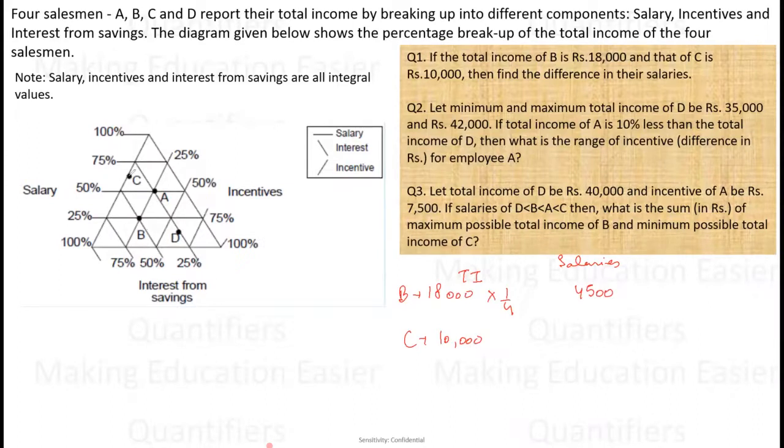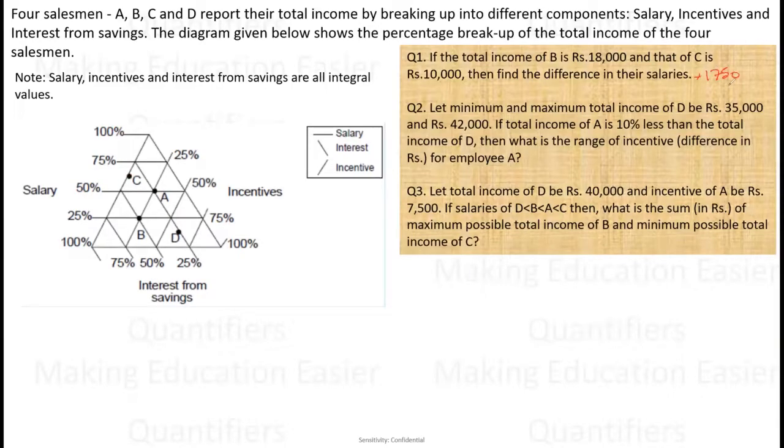Now similarly here it is 10,000. C is 10,000. C's salary is 62.5%, right in the middle. That is 62.5% is nothing but 5/8. So you should be handy with the calculations as well as the fractions in order to do this. 50,000 by 8 is 6250. So what is the difference between them? 1750 is the difference between them. So this is the answer of the first question. Okay.